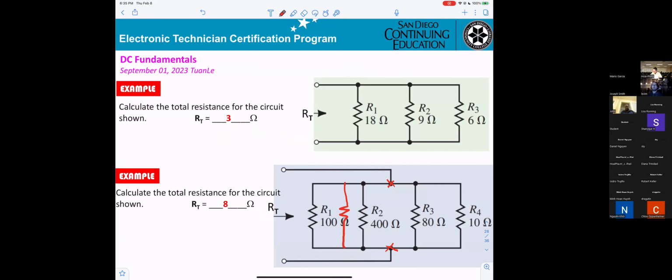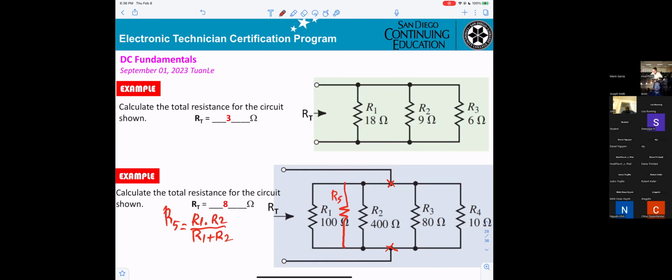You can get R5. So easy to calculate R5: R1 times R2 divided by R1 plus R2. Okay? And now you can combine R3 and R4.